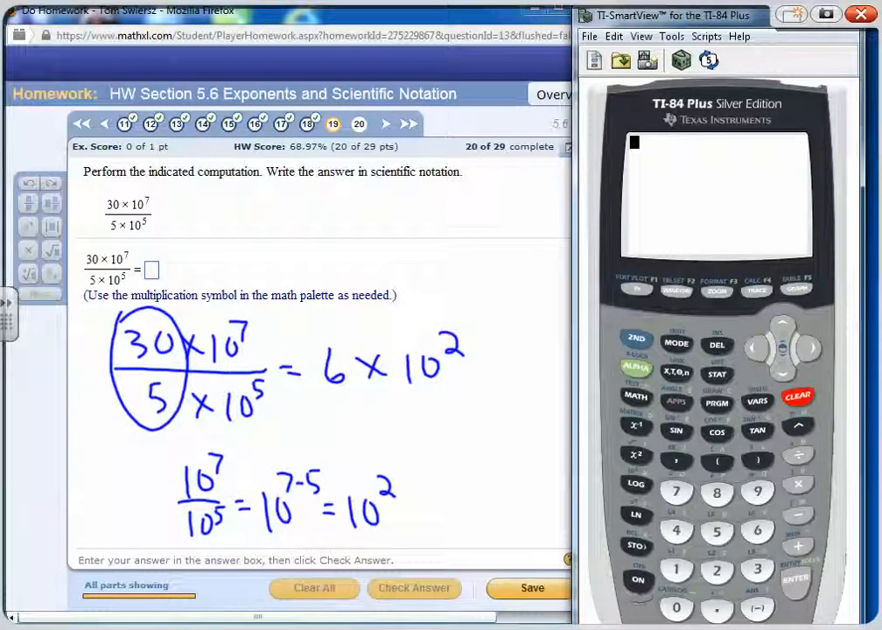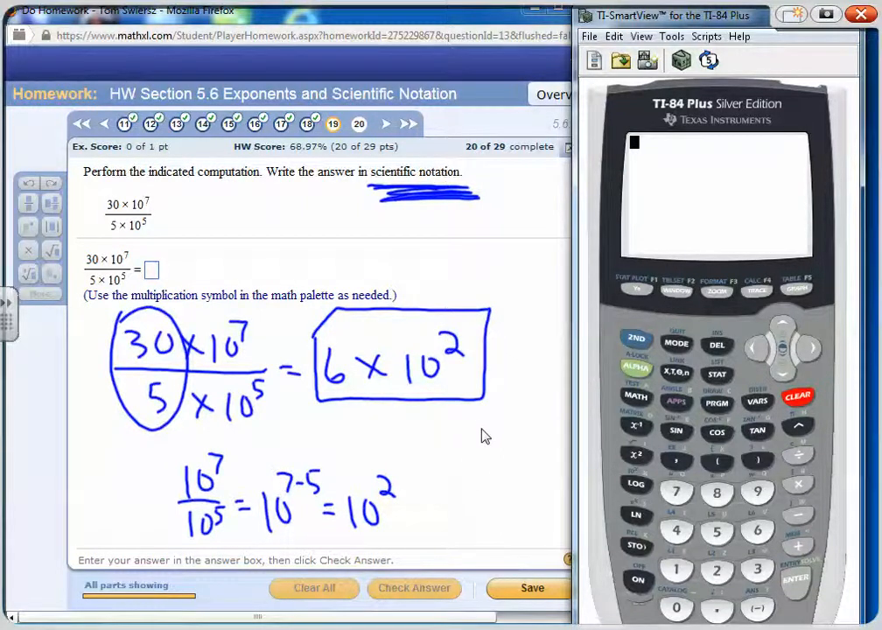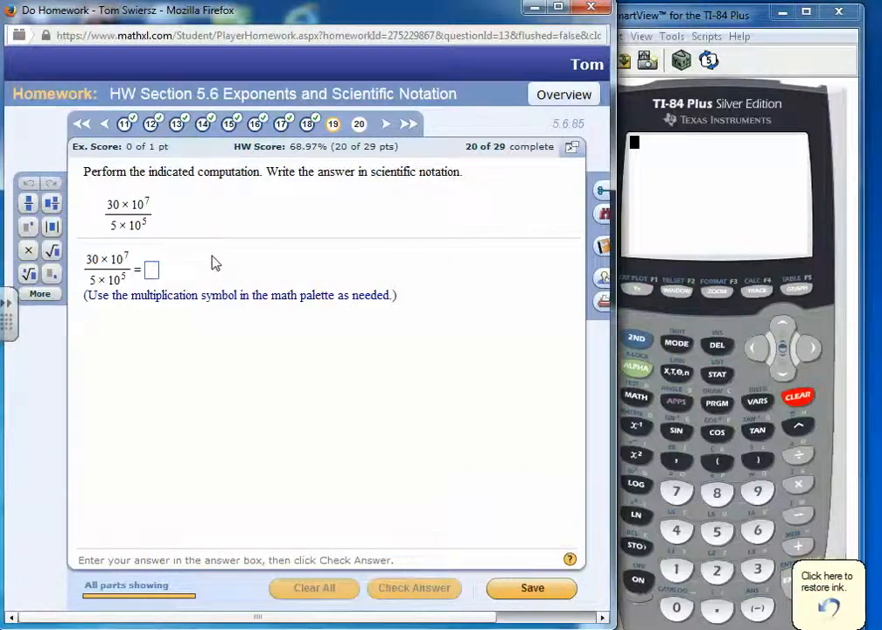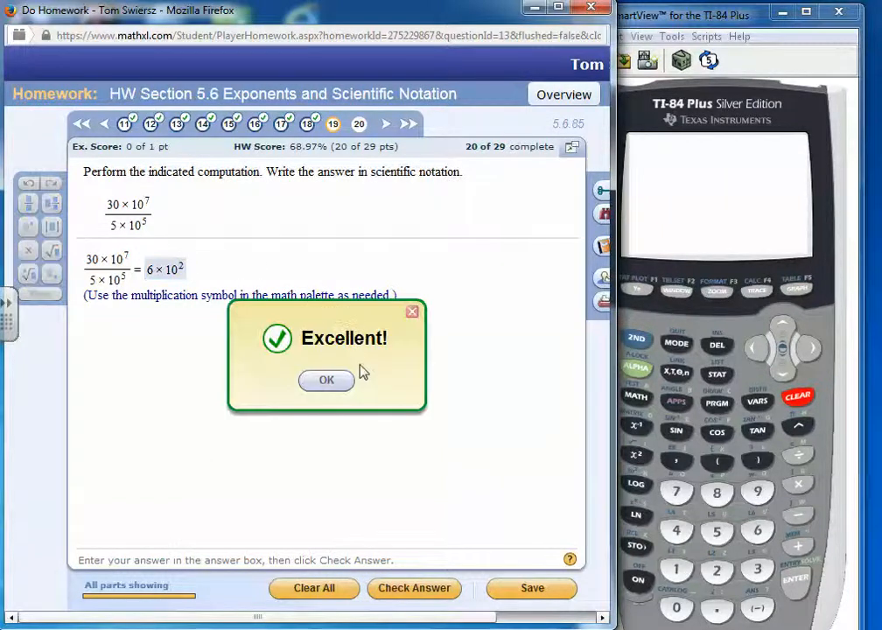And again, this one we want in scientific notation, so we can leave it in this form, right? That's in scientific notation. We don't want a decimal, we want it in scientific. So that would be our answer, 6 times 10 to the 2nd power. And then we do the exponent, and there's our answer.